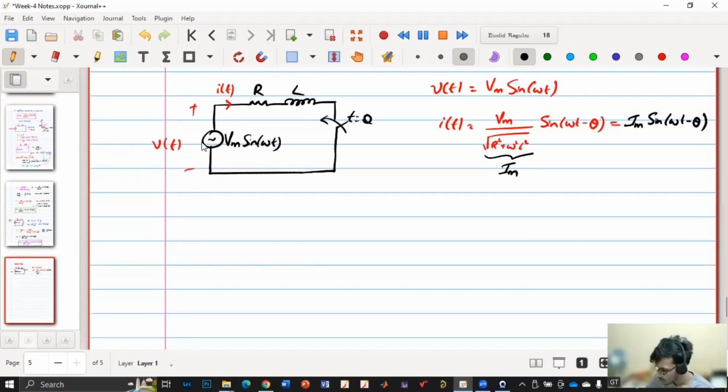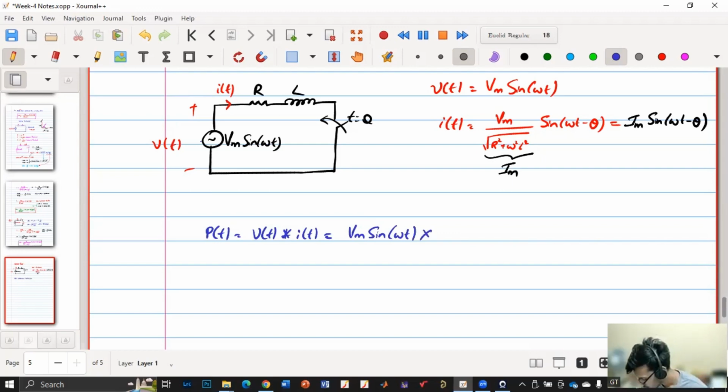Now I will calculate my power. My power P of t is V of t times I of t. V of t is nothing but Vm sin omega t, times Im sin omega t cos theta minus cos omega t sin theta.